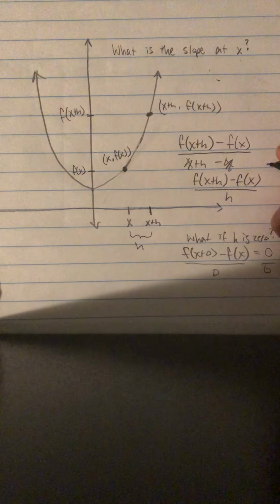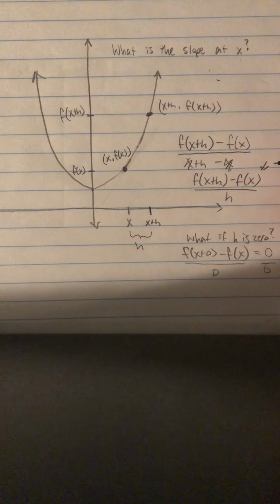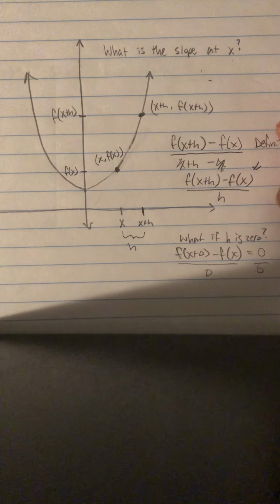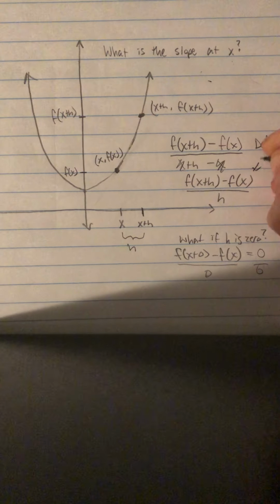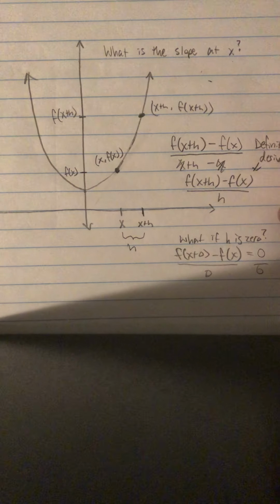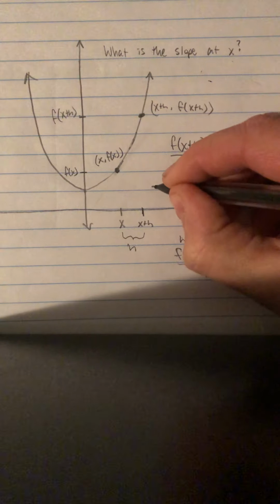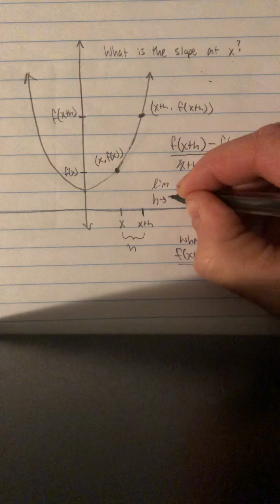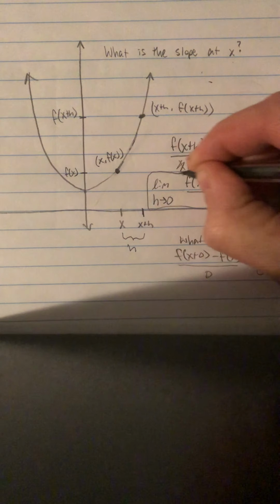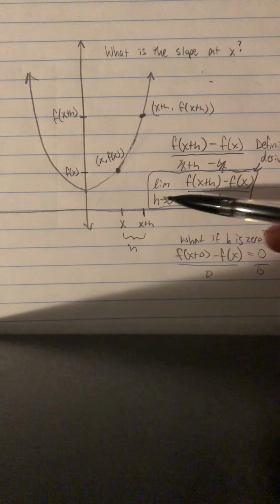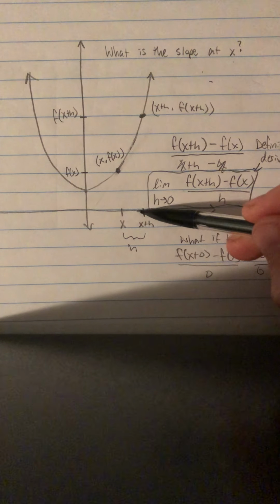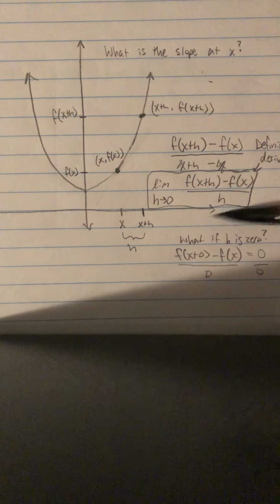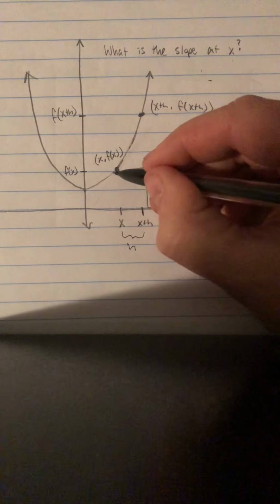This is the definition of the derivative. The only thing that we're missing is this little part right here. This has the limit as h approaches 0. What this is saying is as h gets really, really small, as this amount gets smaller and smaller and smaller, this would give you the slope of the tangent line.